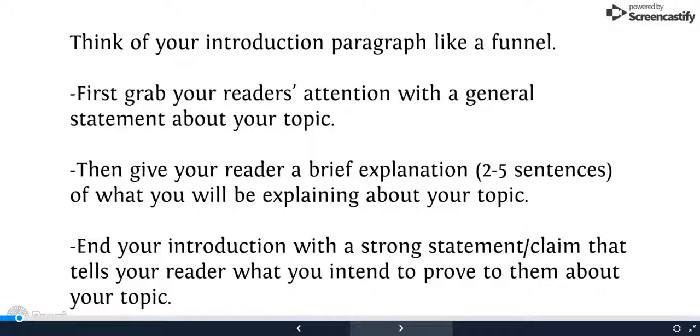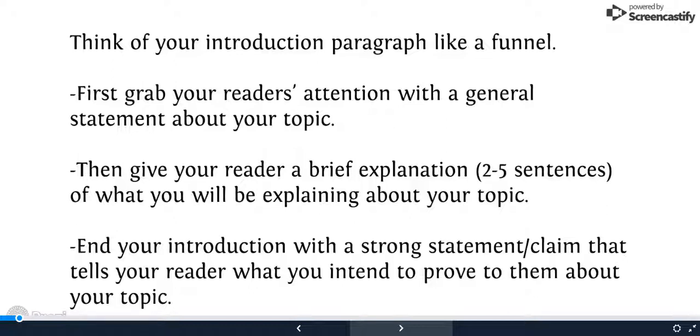So think of your introductory paragraph like a funnel. First, you want to grab the reader's attention with a big general statement about your topic. This should not be a question. This should not actually include an exclamation point, anything like that. This should also not be a quote.